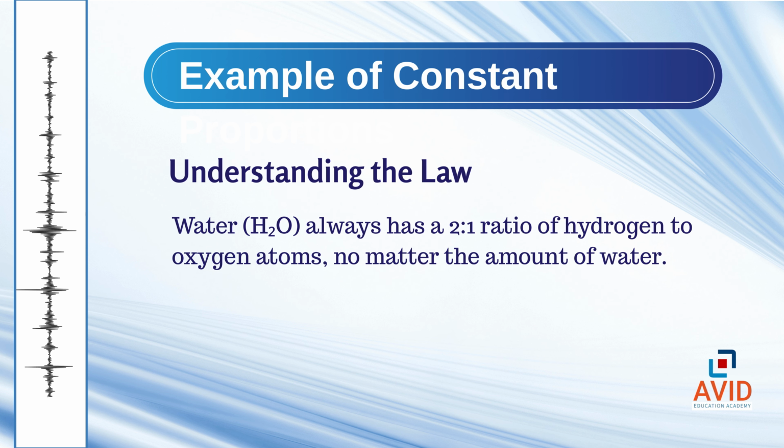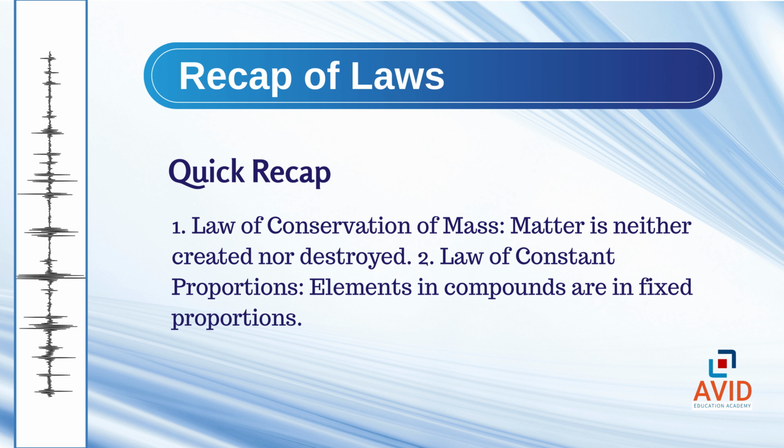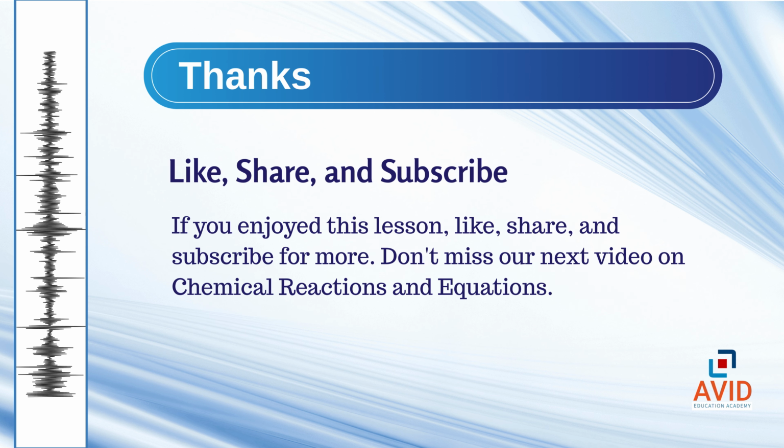So, let's quickly recap the two important laws we discussed today. Law of conservation of mass: matter cannot be created or destroyed in a chemical reaction. The mass of the reactants equals the mass of the products. Law of constant proportions: a chemical compound always has the same elements in the same proportion by mass.